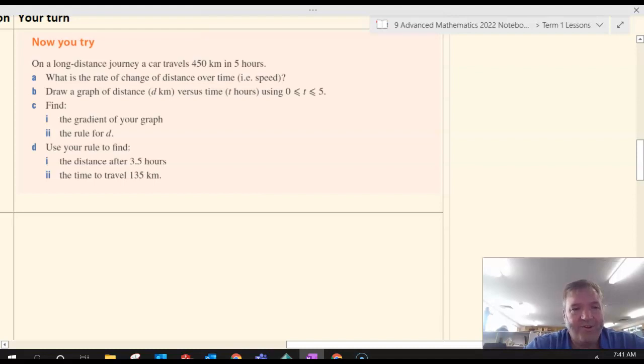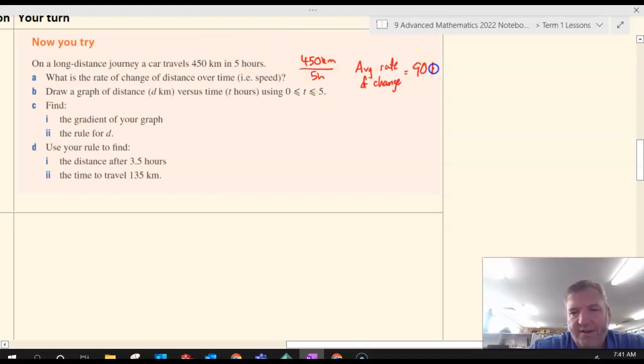Okay, maybe a couple more of you did the right thing there. On a long-distance journey, a car travels 450 kilometres in 5 hours. We're going to assume that it's travelling at a constant rate, because it says, what is the rate of change of distance over time? Well, it's 450 kilometres in 5 hours. So this is actually an average rate of change. They didn't say that. And they didn't say that it was travelling at a constant rate. We'll have to assume that. 450 divided by 5, that's 90 kilometres per hour.